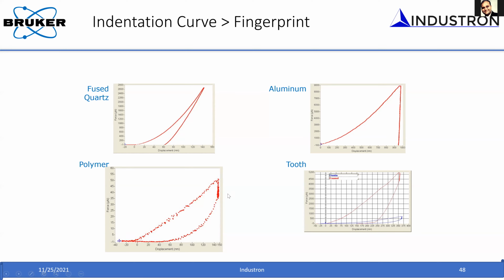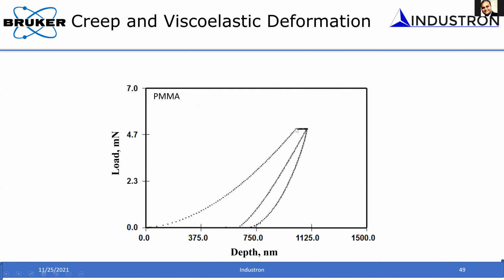So when you have materials that exhibit creep and a viscoelastic mechanical response, how can you calculate their mechanical properties? This is what I'm showing in a very simple slide, done on a PMMA polymer material. You can see the typical load displacement curve, but at the maximum load, when the load is kept constant, you see an increase in penetration depth, and this penetration depth is due to creep.